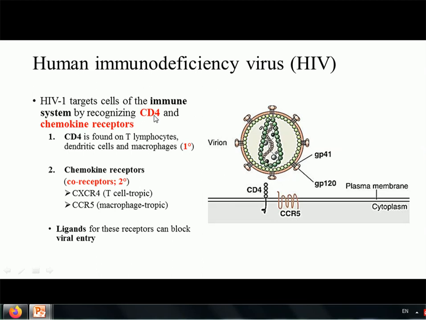However, for this virus to enter these three types of CD4 cells, it will also interact with another chemokine receptor, which is also known as the co-receptor. The co-receptor is known as CXCR4 or CCR5, depending on whether it is found in the T cell or in the macrophage. However, all those cells that have the CXCR4 and CCR5 co-receptor are grouped under CD4 receptor cells.